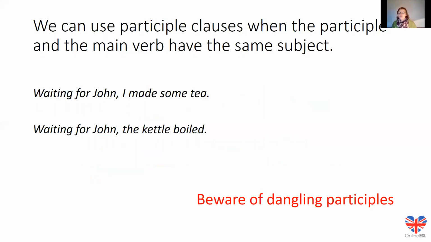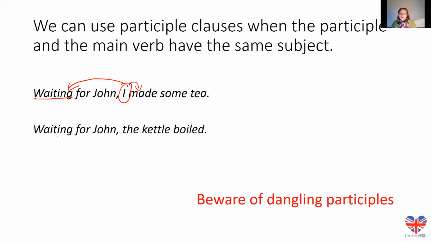It's very important, this. So here, this first sentence, we've got: waiting for John, I made some tea. This is our participle, waiting, and this is our main verb, made. Now, I made the tea, and I am waiting for John. They're both the same, so this works. We know who's waiting for John, and we know who's making the tea. It's me, making tea, waiting for John.